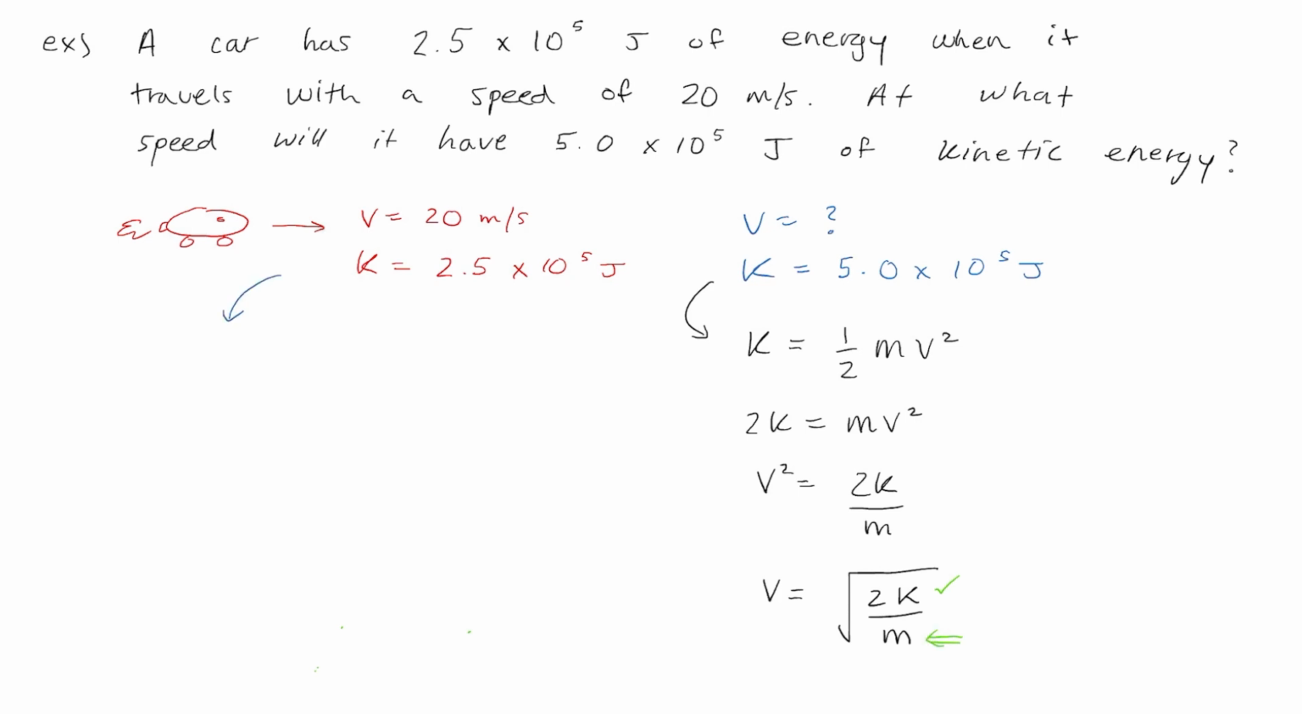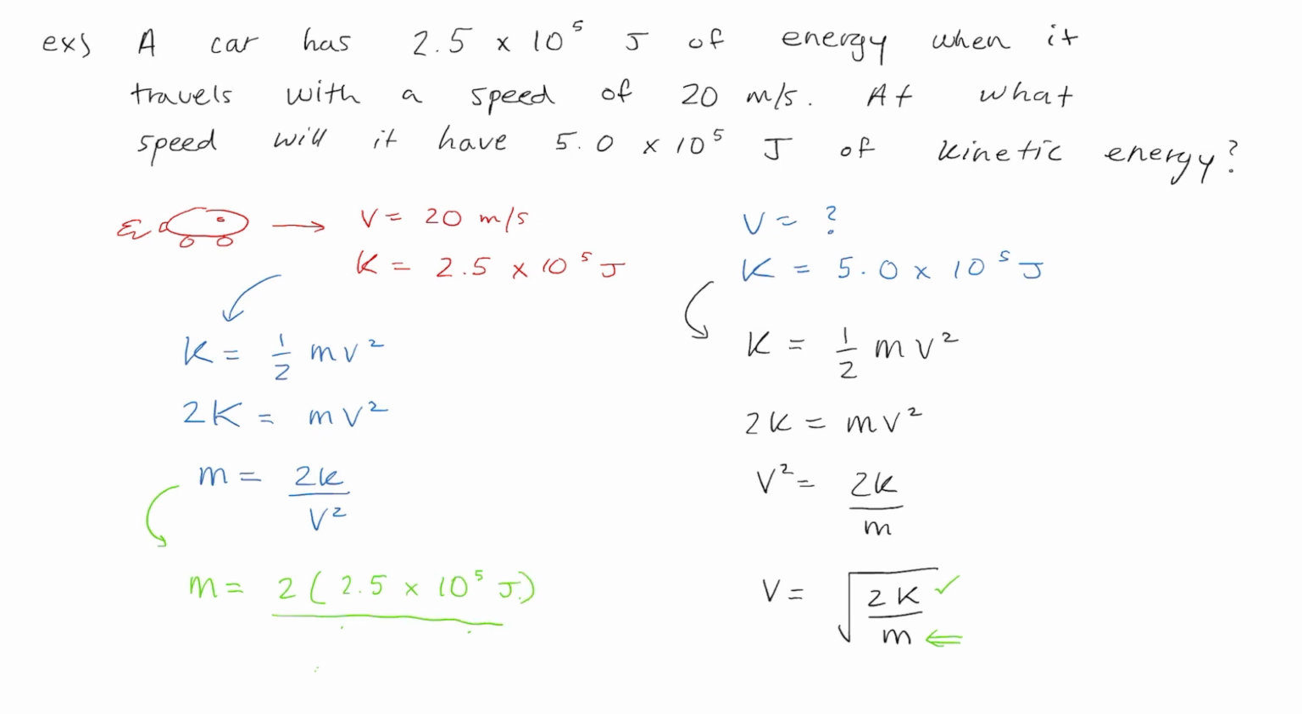But we can use these values to solve for the mass. So again, I will write out my kinetic energy equation, but this time I will rearrange and isolate for the mass. And after I do that, all I have to do is plug in my values. And we find that the car's mass is 1,250 kilograms.